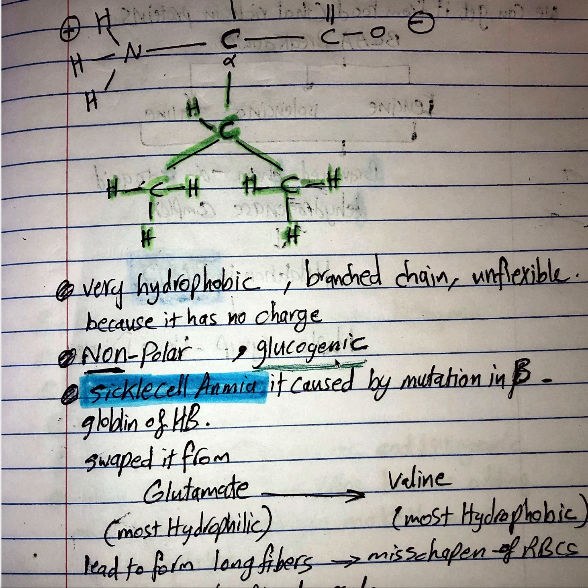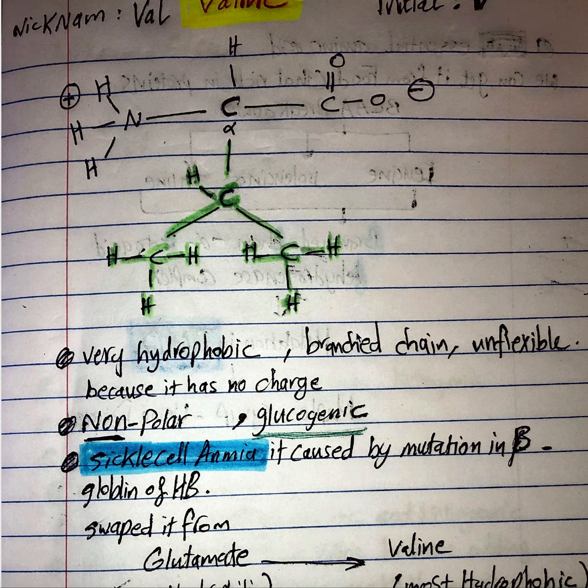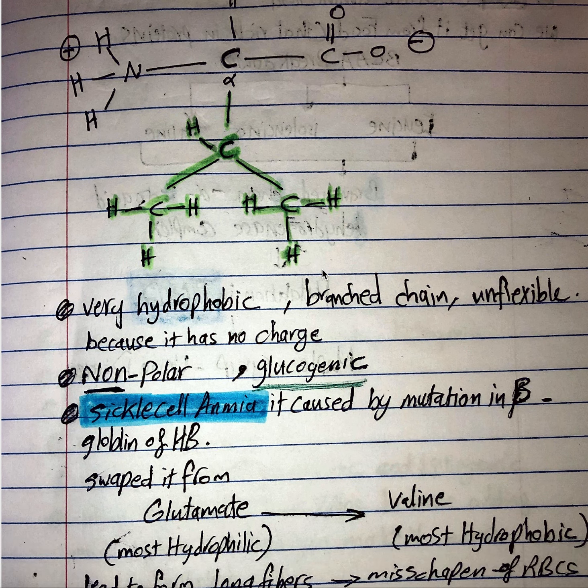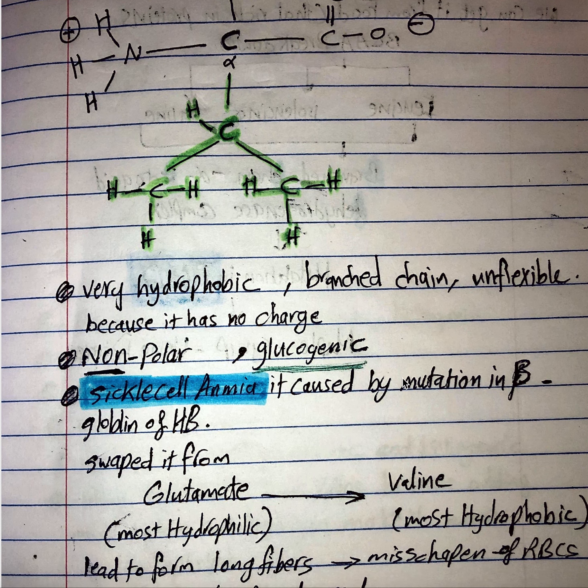And it's glucogenic, because amino acids are subdivided into some glucogenic and some ketogenic. Glucogenic because in later steps it will go to succinyl coenzyme A, and then it will produce glucose, so we can say glucogenic. Valine is completely glucogenic, nonpolar, very hydrophobic, branched chain, and inflexible.